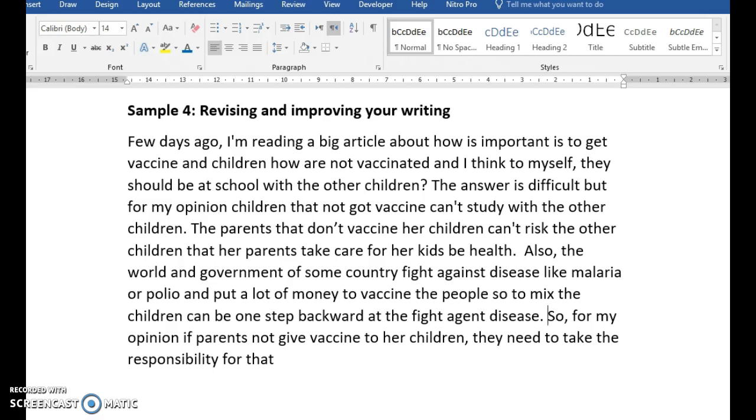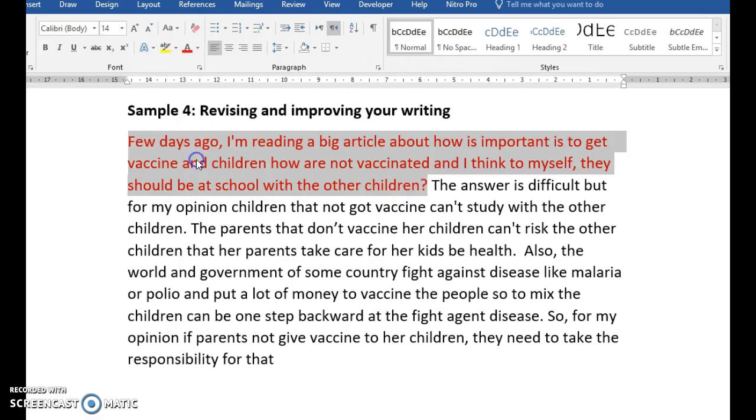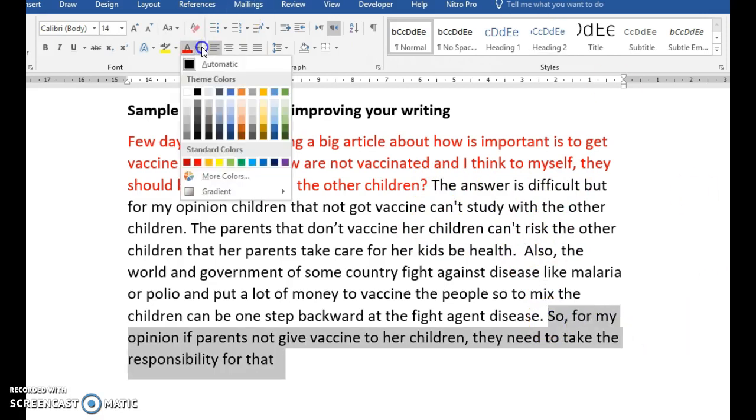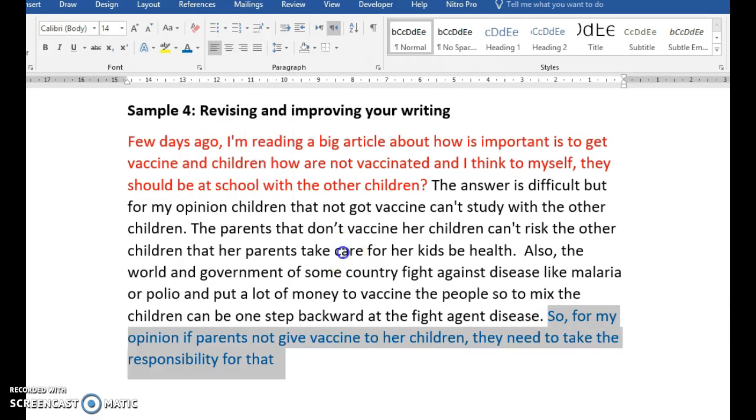I'm ignoring grammatical mistakes and spelling right now. I'm not looking at that. A few days ago, I read a big article about how it's important to get a vaccine and how children need to be vaccinated. And I think to myself, they should be at school with other children. Now here, I say to myself, okay, this is the topic sentence. It's got my opinion. He's asking a question. That's fine. The answer, and we've got this, also, so, well, this is probably going to be the conclusion.